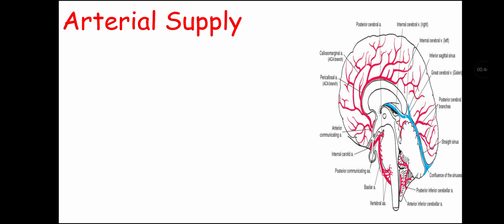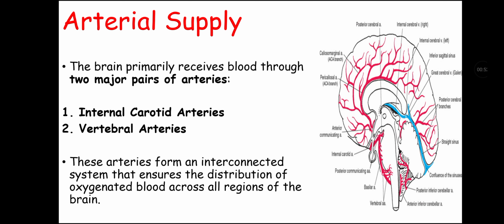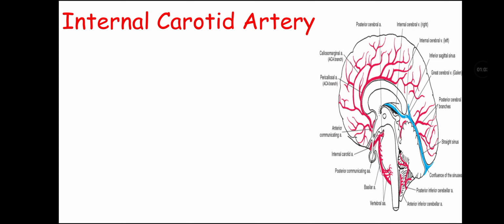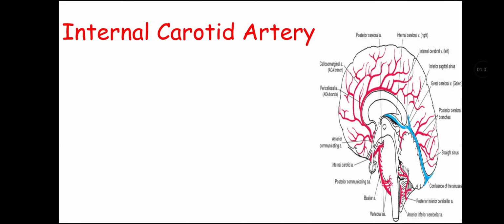Now let's talk about arterial supply of brain. The brain primarily receives blood through two major pairs of arteries that are internal carotid arteries and vertebral arteries. These arteries form an interconnected system that ensure the distribution of oxygenated blood across all regions of the brain. First we will talk about internal carotid artery, and then we will talk about vertebral arteries.